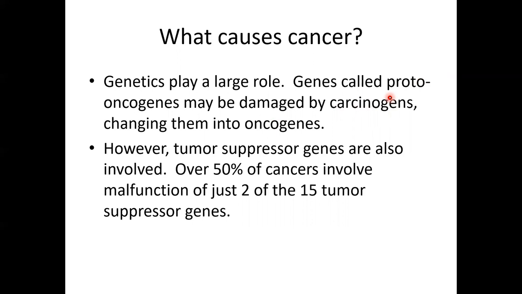Luckily, we've got a built-in fail-safe system: tumor suppressor genes. When cells go awry, tumor suppressor genes cause self-destruction of that cell. Around half of cancer involves malfunction of two of those tumor suppressors.